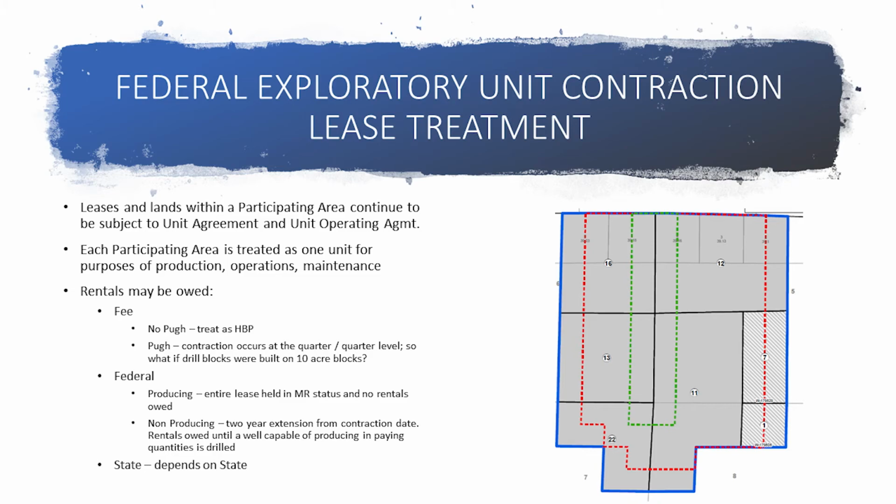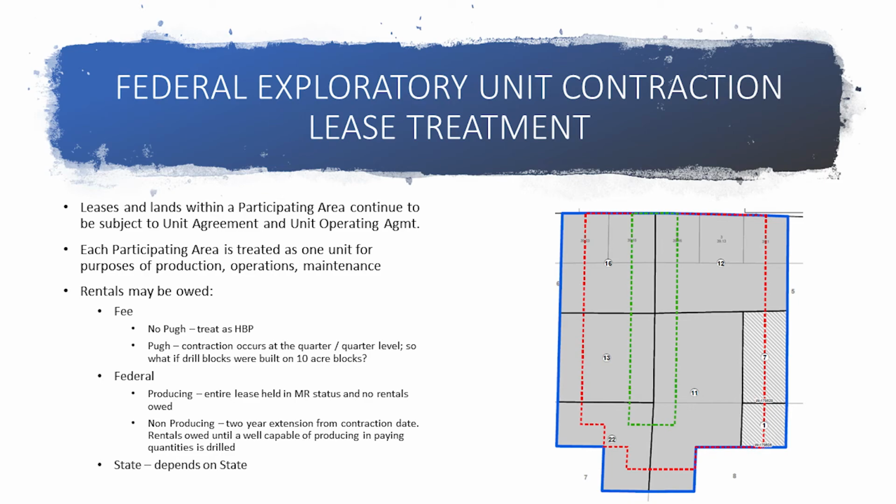Rentals may be owed. So on fee, if there's no PU clause, they're treated as HBP as to all lands covered by that lease. If there is a PU clause, this is very interesting. We just ran into this. The way the unit operating agreement, at least ours, works is each PA must be reduced to 40 acre or quarter blocks. Well, in this example you see, we formed our PA based on 10 acre blocks.